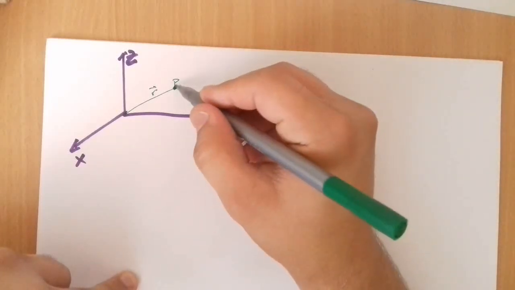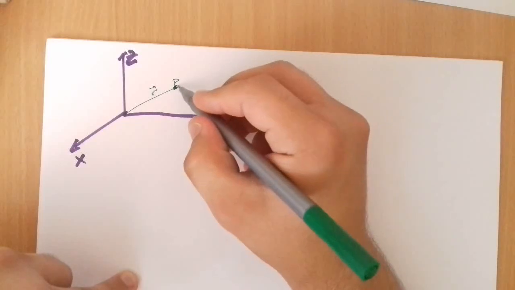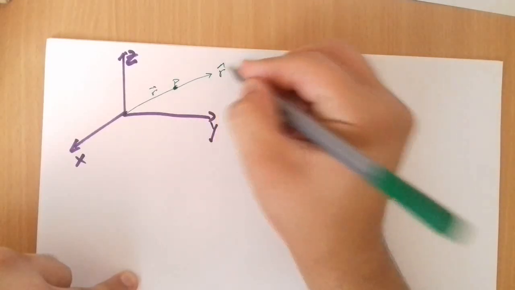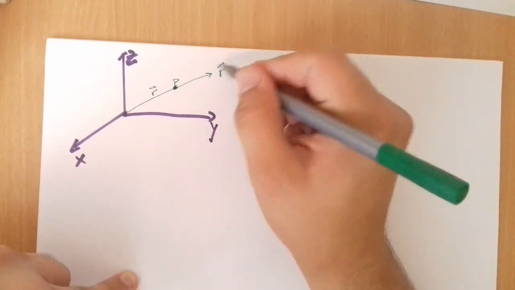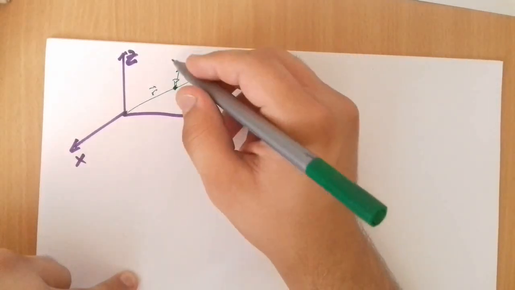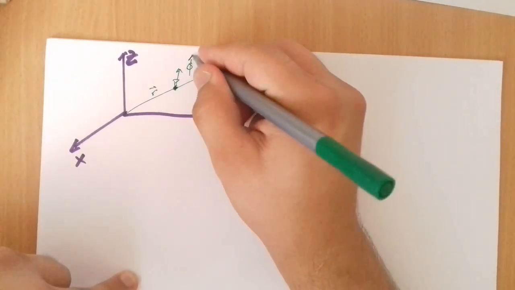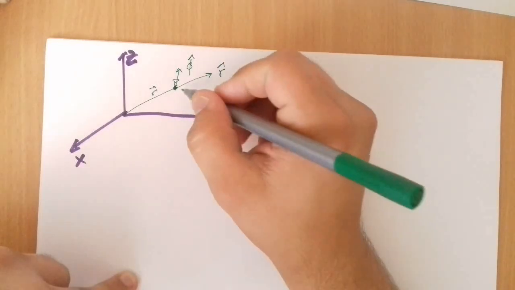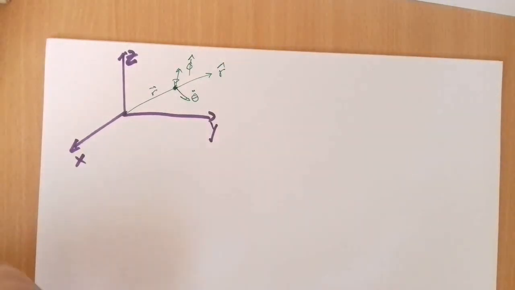we can choose the directions of the spherical coordinates. This direction is the R direction. In this one is phi roof and theta roof. So R roof, theta roof, phi roof.